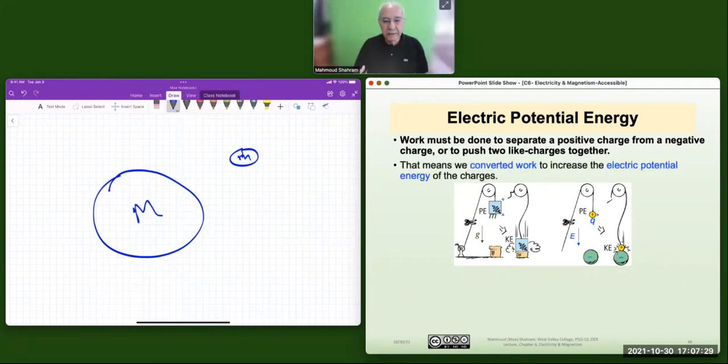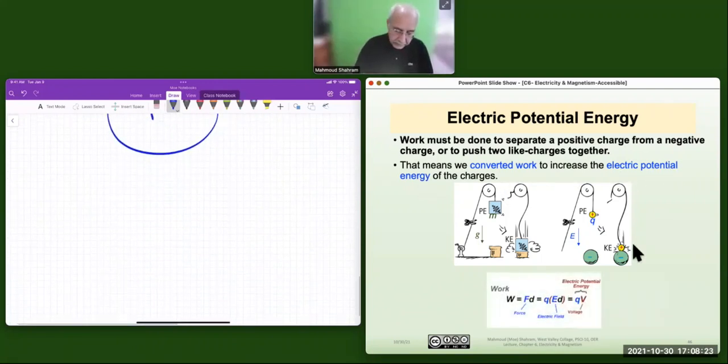What have we done here by separating these two charges? We have done some work. In the charge case, we separate these two charges because they want to attract each other. Now that's also true for two like charges, because like charges you push them together. Okay, that's the work you do. Same thing in this case: when a positive and negative are separated, you do some work to separate them. You have actually converted work to electrical potential energy.